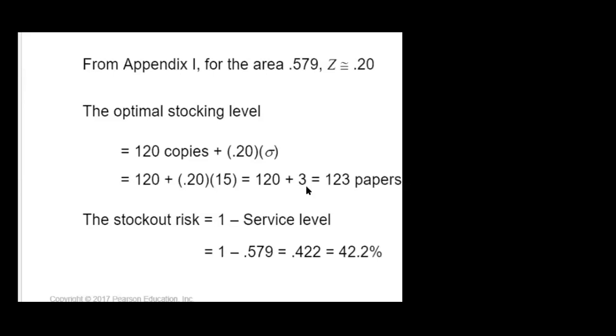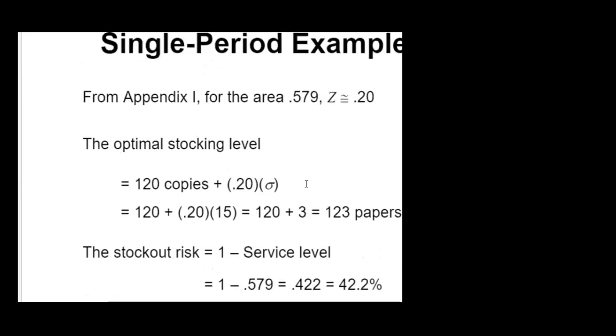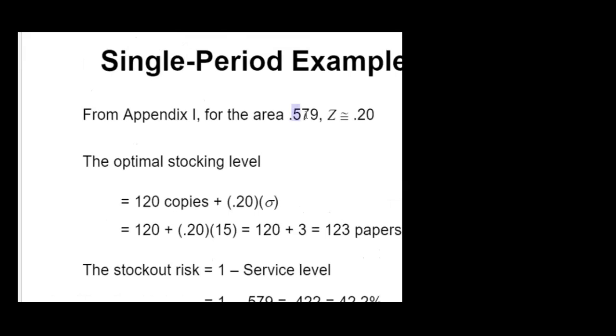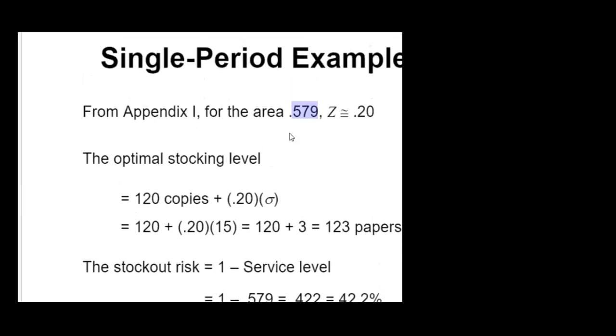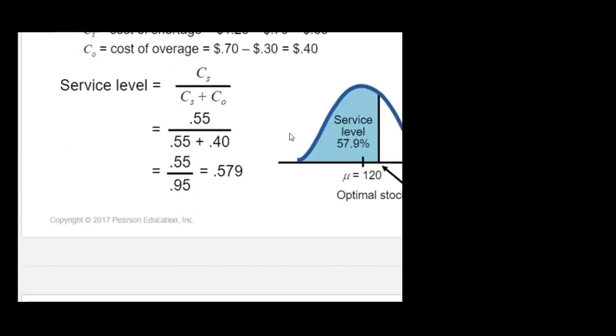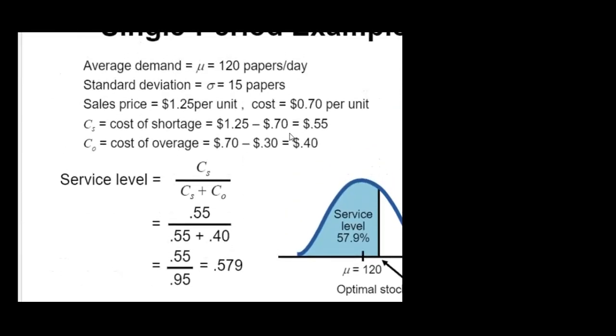Now, what is the risk of stocking out? We know that service level is 0.579. The risk of stocking out is the opposite of 57.9%. That's 100 minus 57.9%, or 1 minus 0.579, which is 0.422. So the probability of stocking out is 42.2%, which I think is a high value here. But when it comes to perishable items, it's actually a good level.